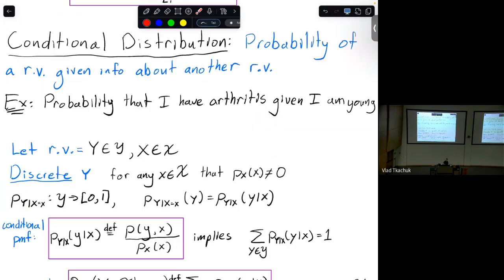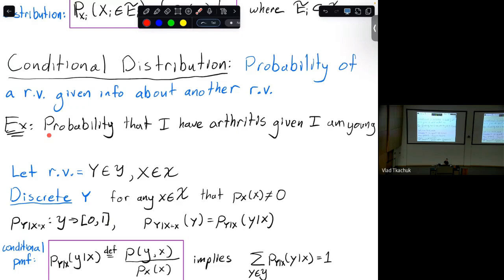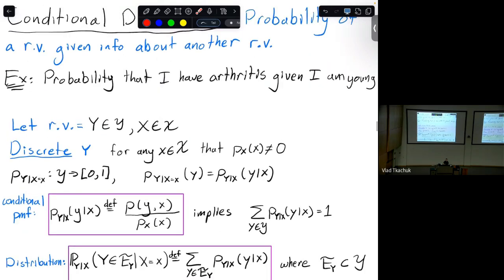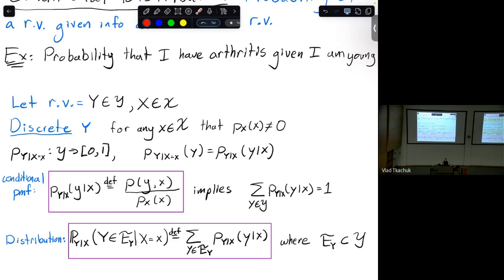Yeah, so let's do the example. The probability that I have arthritis given I'm young. I'll tell you some definitions, and then we're going to work it out for that arthritis example, mathematically and visually with that diagram. So you have some random variables, let's say y and x, same as we saw before. The conditional probability is going to be defined through its conditional PMF or PDF.